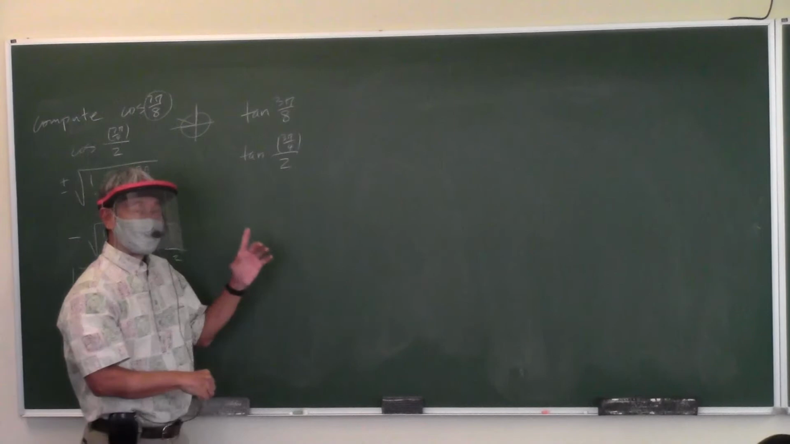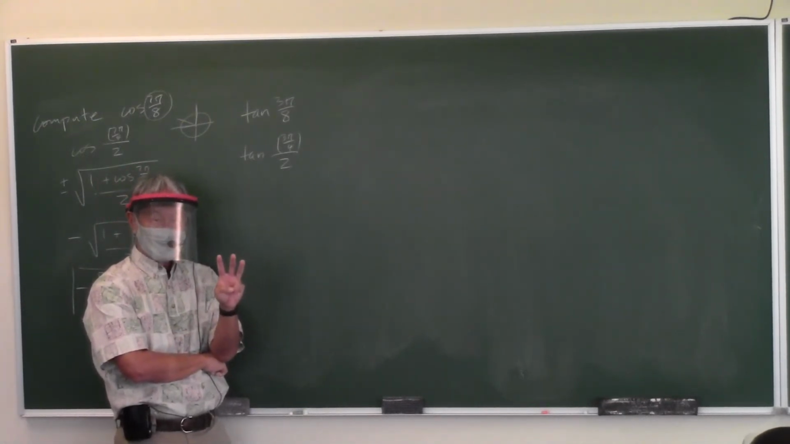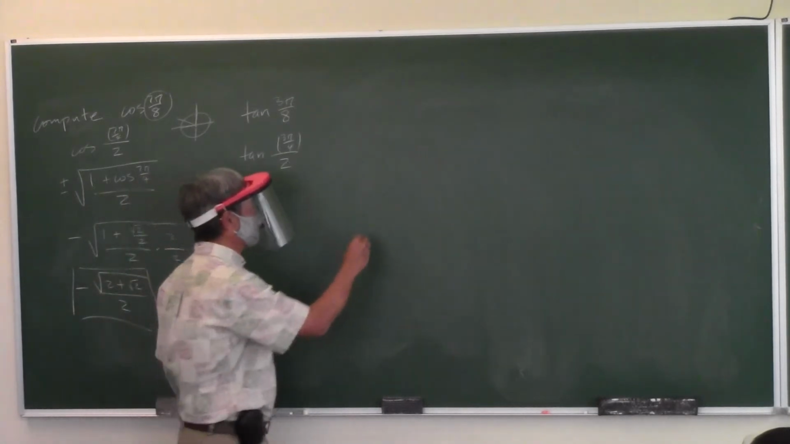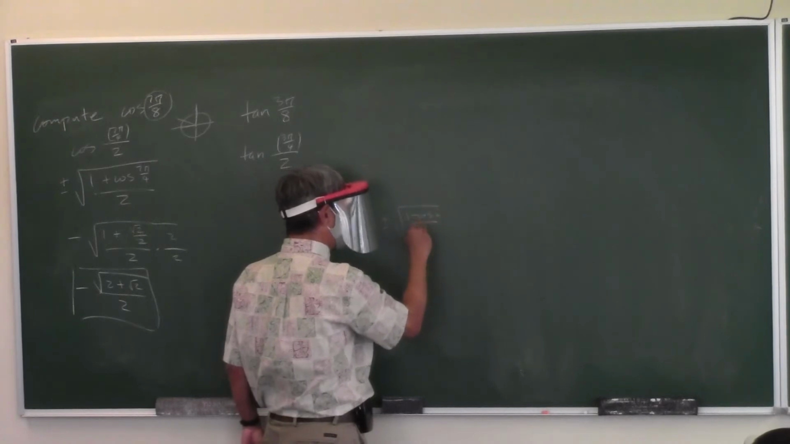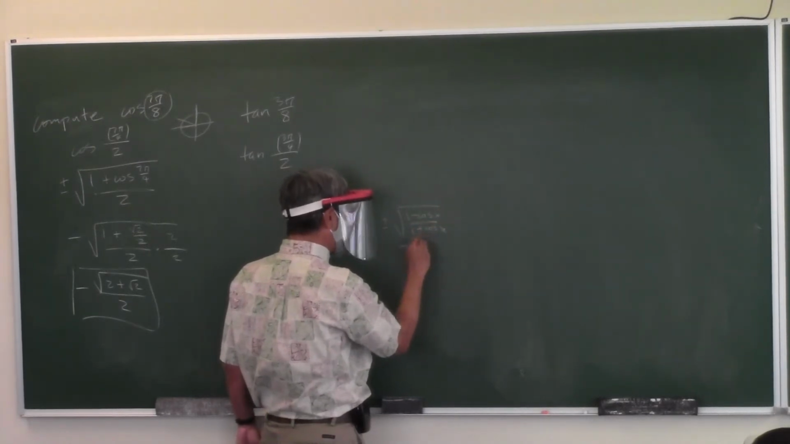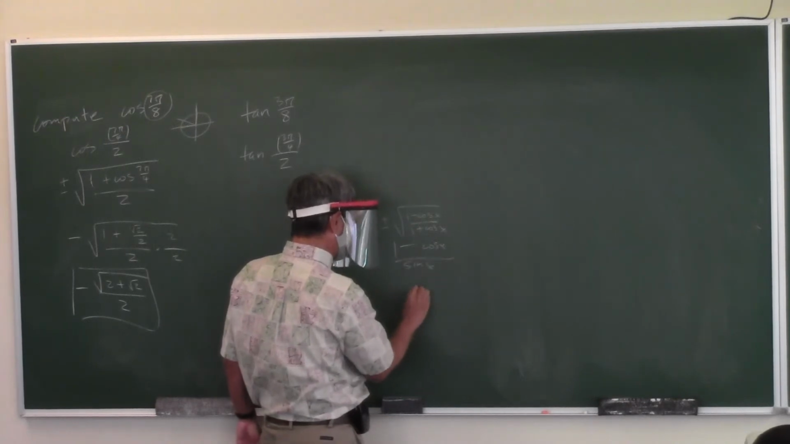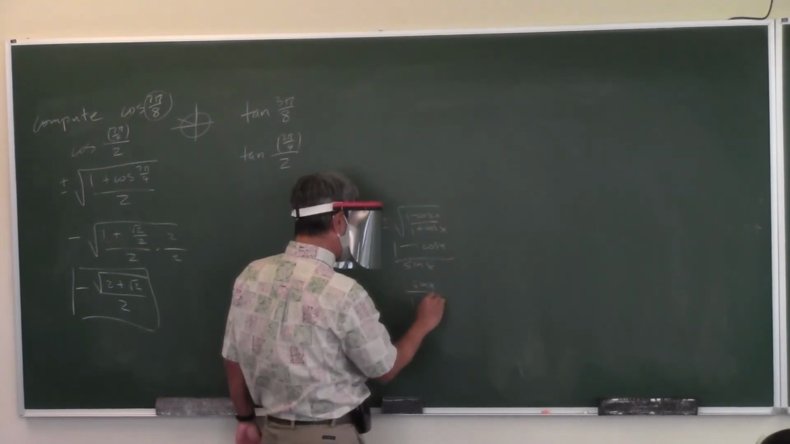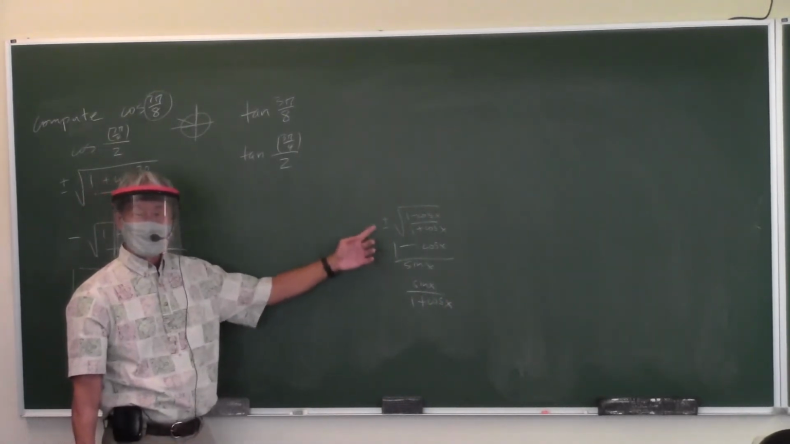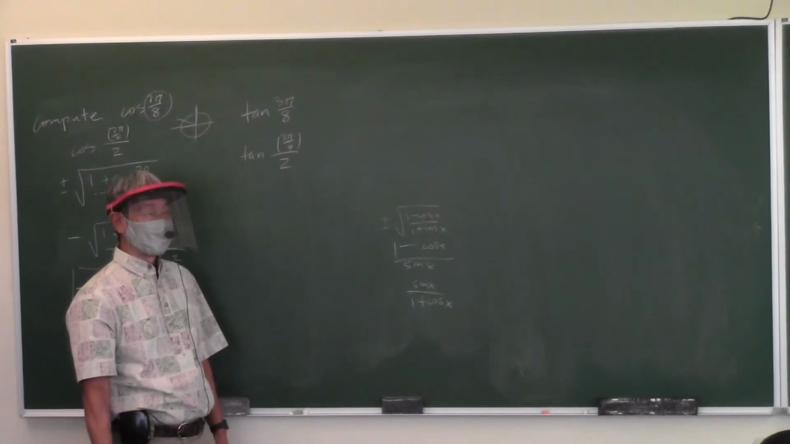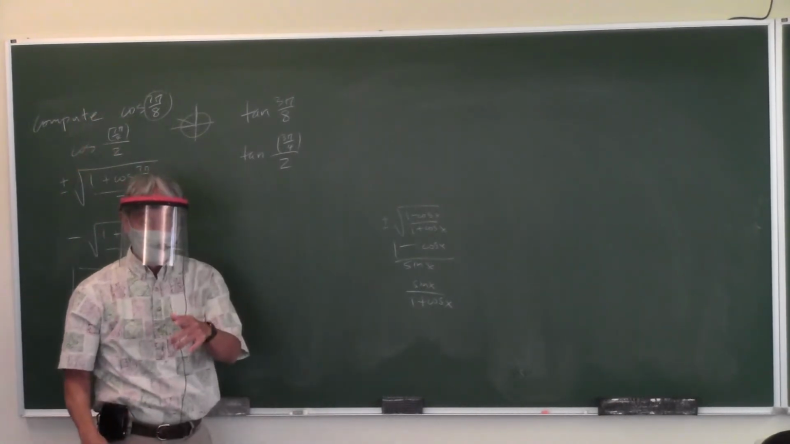Okay, now, tangent of x over 2 has 3 identities. Okay, I'll write them again. Here they are. Plus or minus the square root of 1 minus cosine x all over 1 plus cosine x. 1 minus cosine x over sine x. And sine x all over 1 plus cosine x. Which of these is the bestest to use? A, B, or C? How many people say A? Good, because that's the worst one to use.